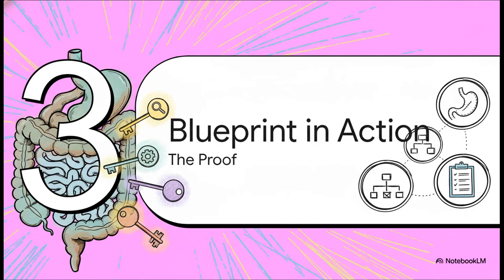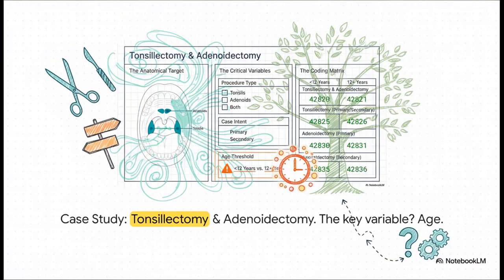All right, theory is great and all, but let's see how this blueprint actually works in the real world. We're going to take our 5 master keys and apply them to a few pretty common case studies. So let's kick things off with a tonsillectomy. Looking at this, we can see those critical variables we talked about.